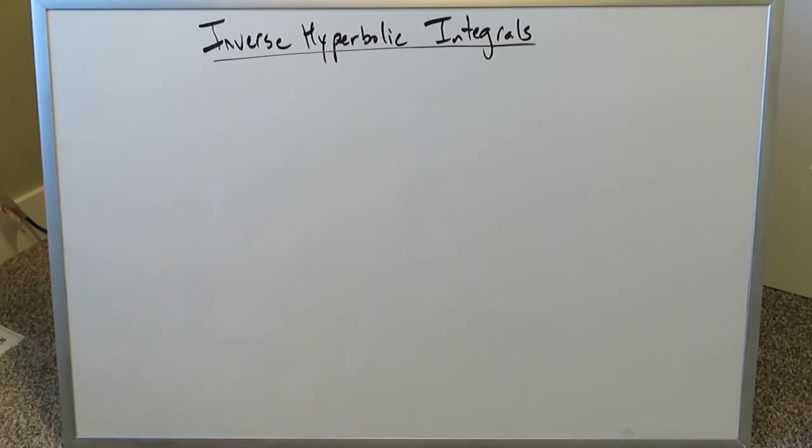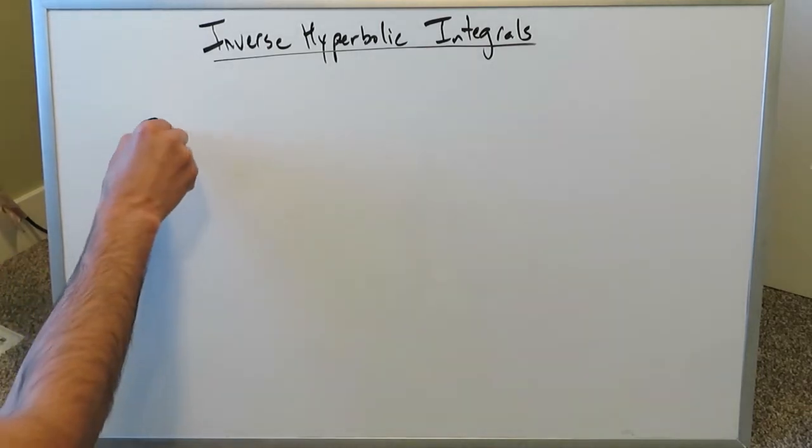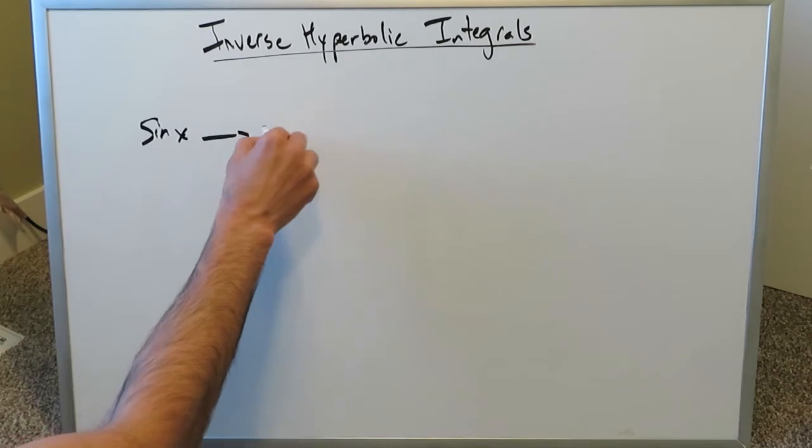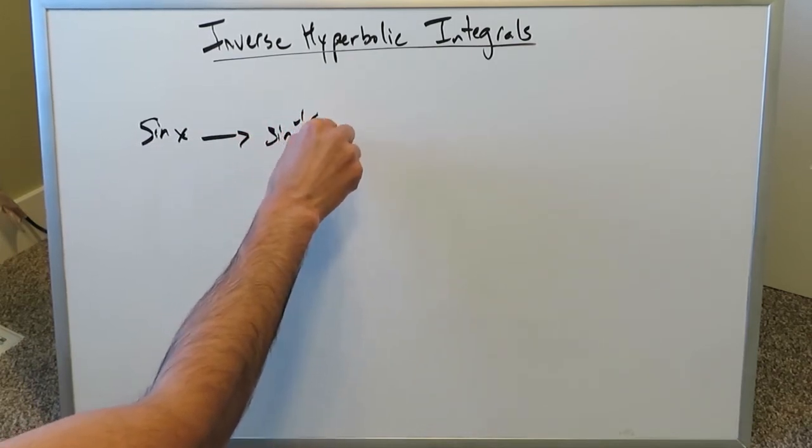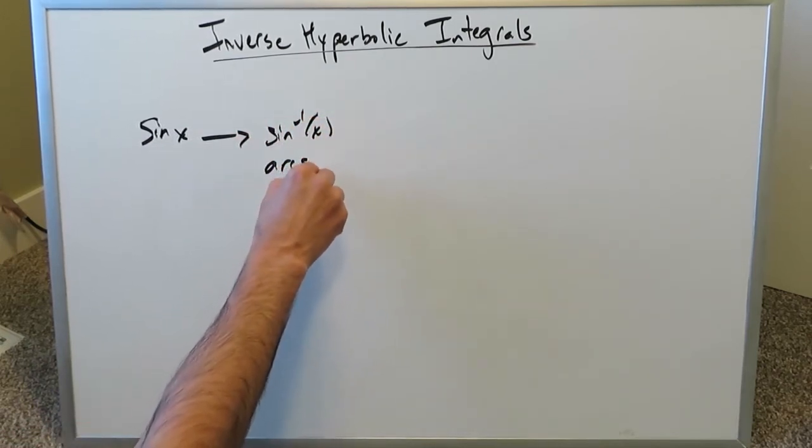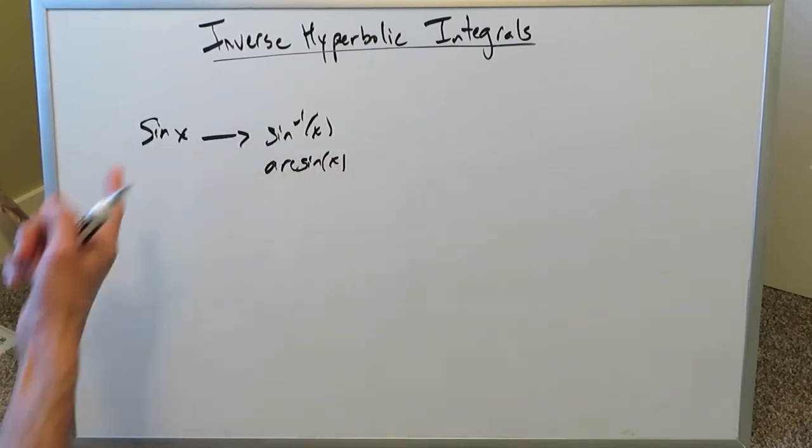When we're talking about trigonometric functions, they're related to the unit circle. When we're talking about the hyperbolic functions, they stem from and are related to the hyperbola. When we look at the inverse trigonometric functions, if we have sine x, the inverse of this becomes inverse sine of x, or you can say arc sine x, and I'm just talking about this generally.